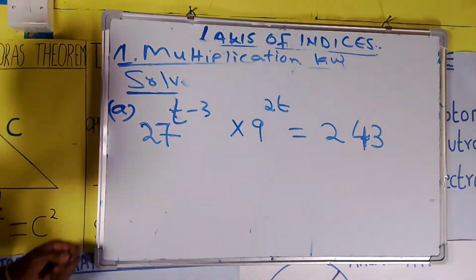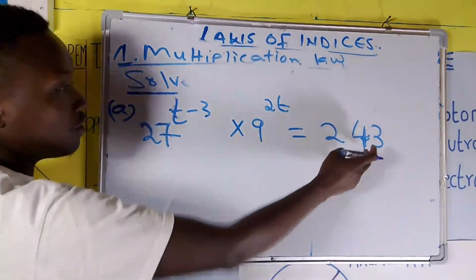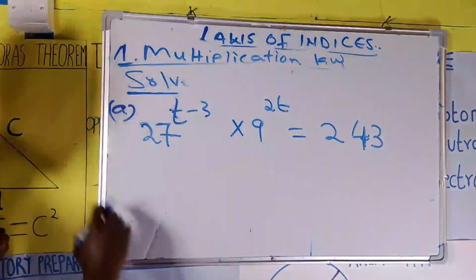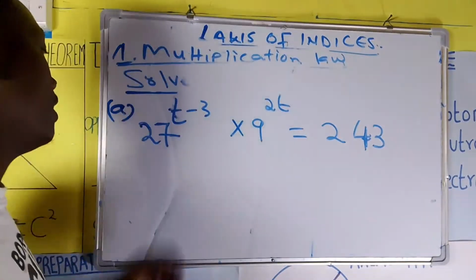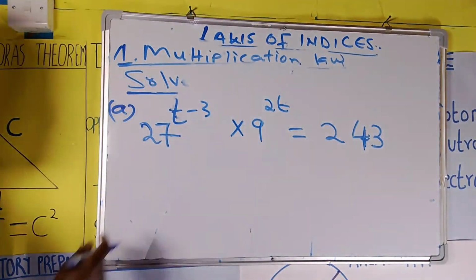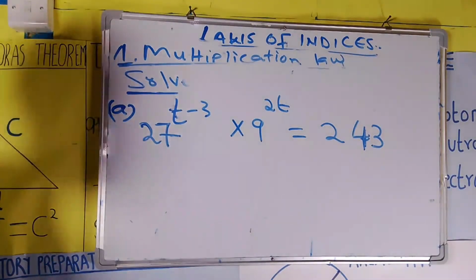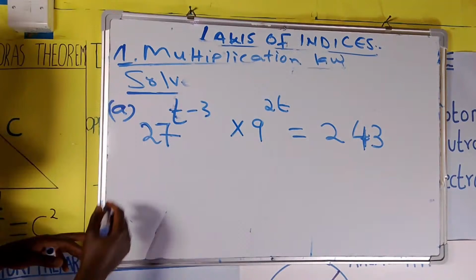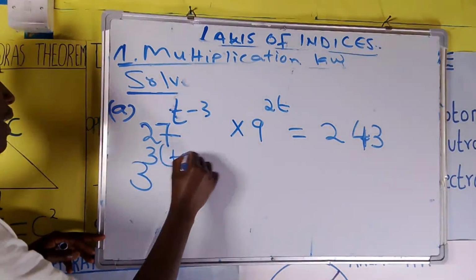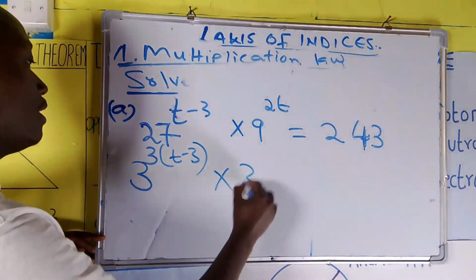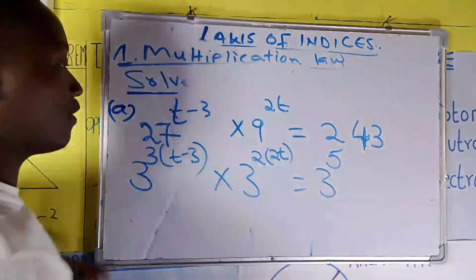I've seen you have understood it clearly that all these numbers can be written to base 3. Even if I didn't include 3 as part of the basis, you have known that all these numbers can be written to base 3. Why? Because 9 being the lowest base here, 9 is not a factor of 27. So you must go down to base 3. So this gave you 3 to power 3, t minus 3, multiplied by 3 to power 2, 2t is equal to 3 to power 5.